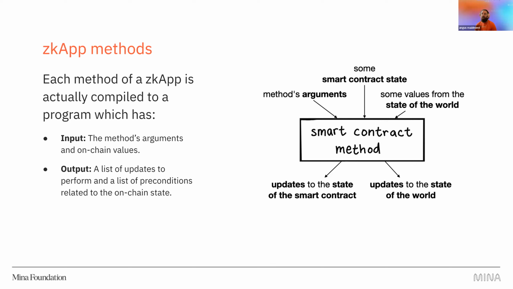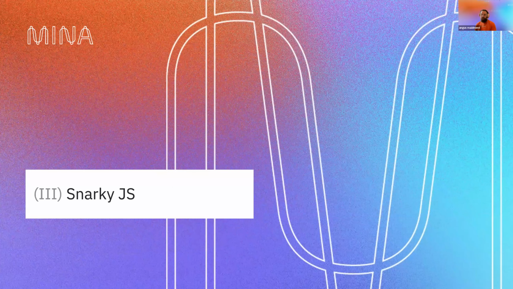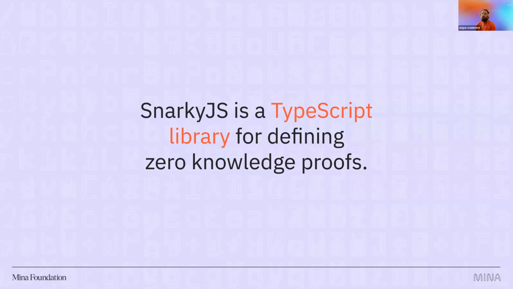It's these methods. That's your smart contract, right? It's made out of these methods. And so if you want to learn how to write these methods, now we need to talk about Snarky.js, right? Snarky.js is a TypeScript library. There are mixed opinions on whether it should be called Snarky.ts or not, but for now it's called Snarky.js. It's a TypeScript library, and you can use that to define zero knowledge proofs, right?